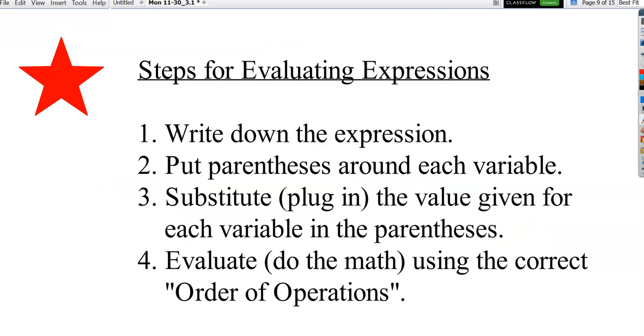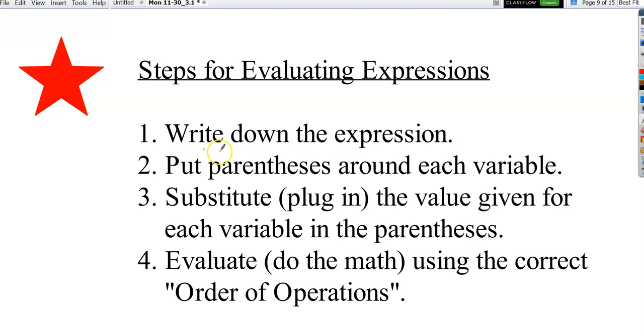Next, I have a red star here because I want you to write this down. This is not like every teacher will tell you this is what you need to do to evaluate expressions. This is just my suggestion for an easy way to not make silly mistakes when you're working with expressions, and particularly if there's more than one variable. So please write down these 4 steps for evaluating expressions.